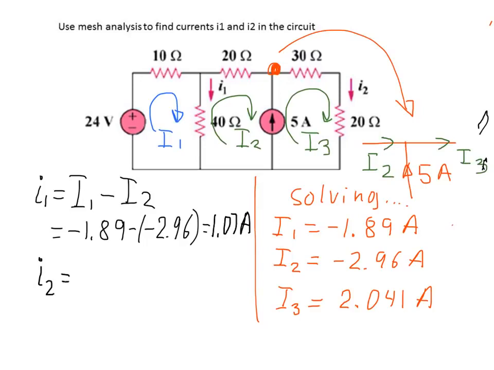The last question is to find current I2. So what would be the value of current I2? Again, looking into that current, we can see that the current I2 is the same as the mesh current I3. It's the single current in the branch and it flows in the same direction as the mesh current I3. So I2 is the same as mesh current I3, and that equals 2.041 amps. So now we found both currents I1 and I2, and we finished the question.